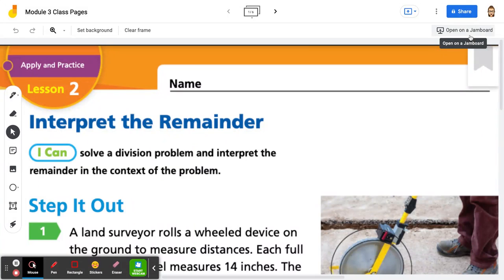Hello, my mathematicians. Today we are looking at Module 3, Lesson 2, which is all about interpreting the remainder. Hopefully by the end of this lesson, you will be able to solve a division problem and interpret the remainder in context of the problem. So we're going to start with Step It Out, and this is on page 59 of your book.